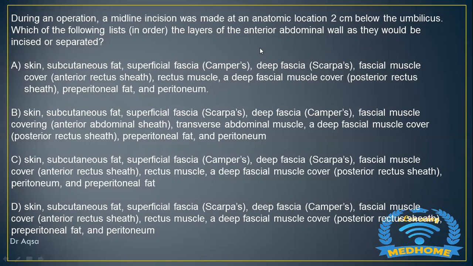Okay, ma'am, this is a question. During an operation, a midline incision was made at an anatomic location 2 centimeters below the umbilicus. Which of the following lists in order the layers of the anterior abdominal wall as they would be incised and separated? Skin, subcutaneous fat, superficial fascia, deep fascia, fascial muscles, anterior rectus sheath, rectus muscle, a deep fascial muscle cover.